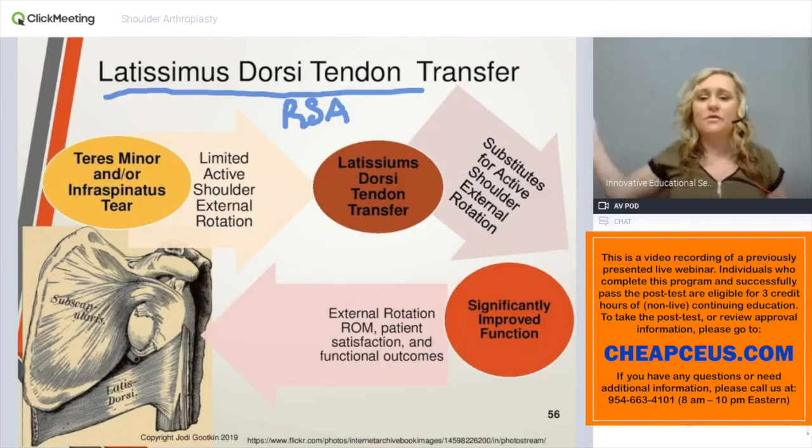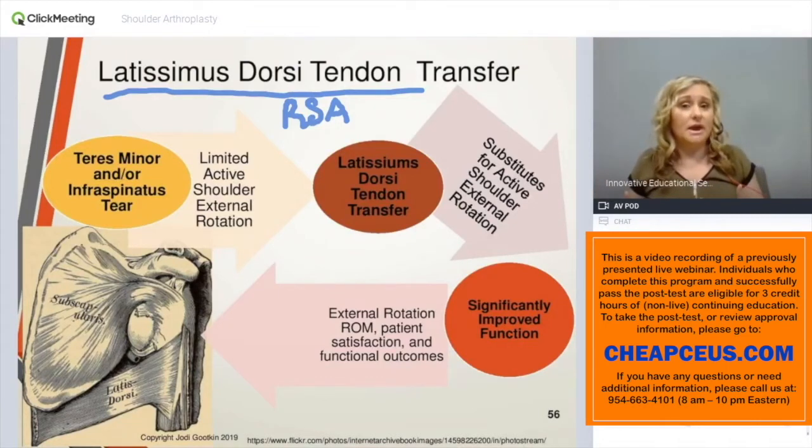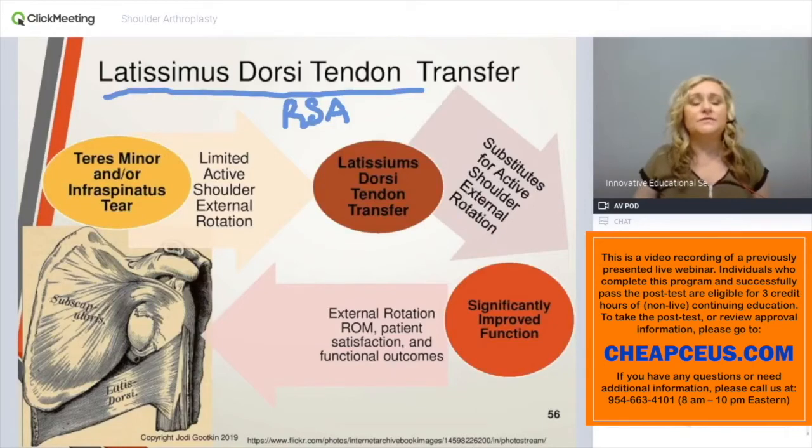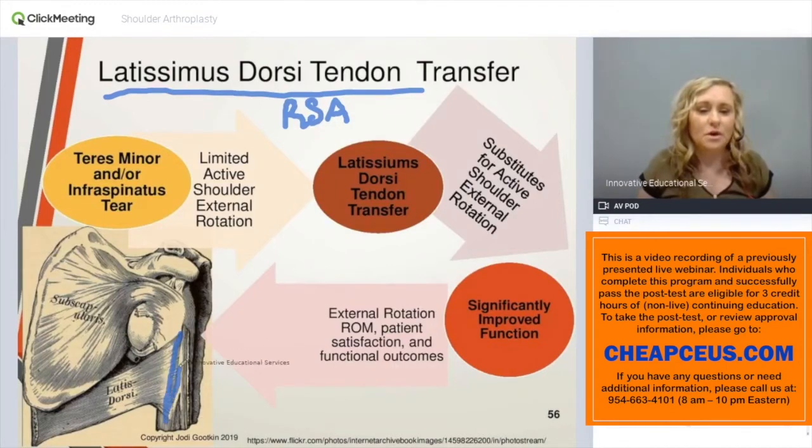External rotation is very important for a lot of different functional activities. Well, if the individual has a tear of those muscles that is not repairable, now what's going to perform external rotation for them? The deltoid can function as an external rotator, but that doesn't make it very strong. So the physician may decide to, if we look here at the image on the left, take this latissimus dorsi off of its attachment on the intertubercular groove.